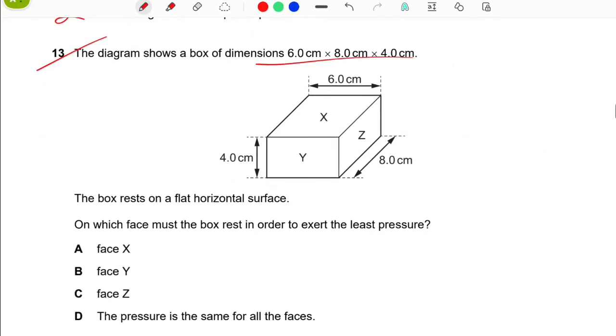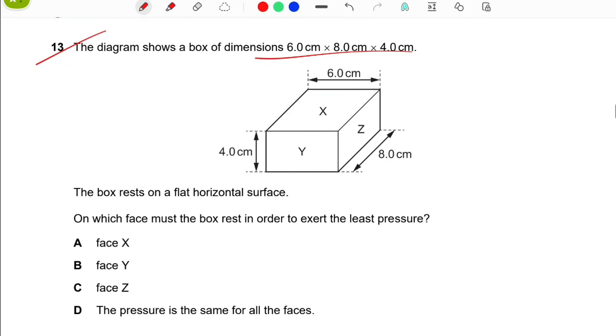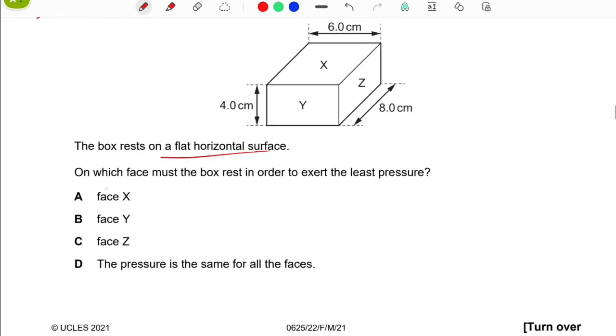The diagram shows dimensions I've given, so we can just calculate the volume. The box rests on a flat horizontal surface. On which face must the box rest in order to exert the least pressure? So first of all, let us write the formula for pressure in this scenario. Pressure is equal to force upon area. So they have asked for least pressure. So for least pressure, force has to be minimum and area has to be maximum.